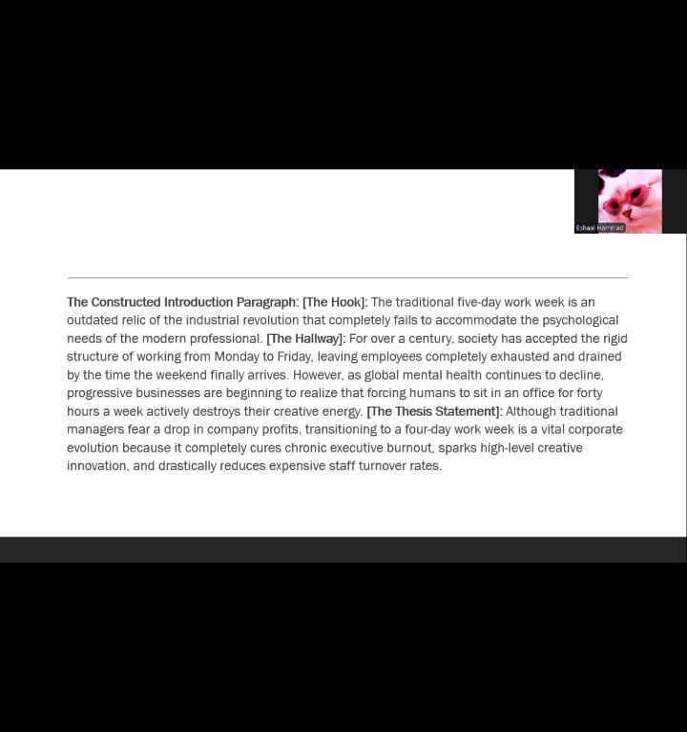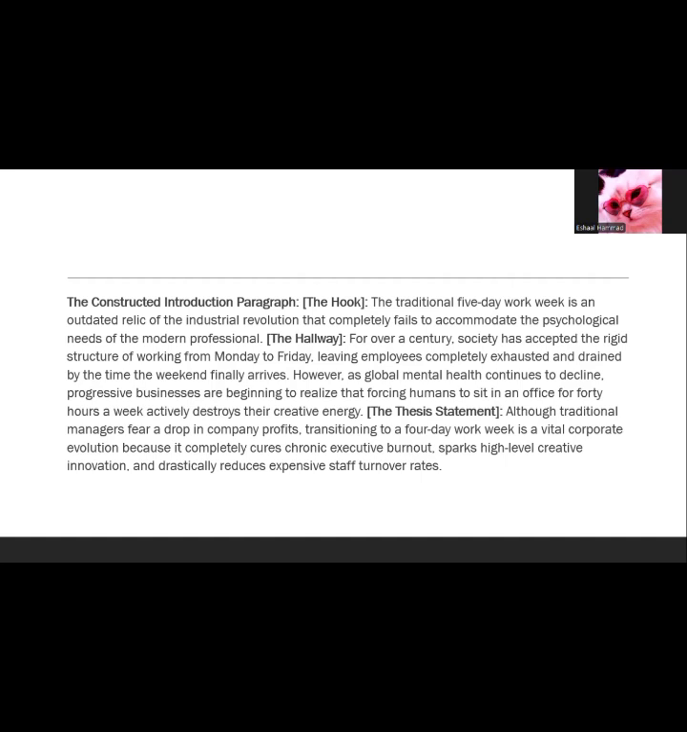So we have three rooms. First is completely cures chronic executive burnout. Second is spark high level creative innovation. The third is drastically reduces expensive staff turnover rates. Now, these three rooms are, of course, the benefits, but in the background, we have learned something that is problematic. So how are we going to make our thesis statement? I'm directly jumping to the thesis statement and will read it.